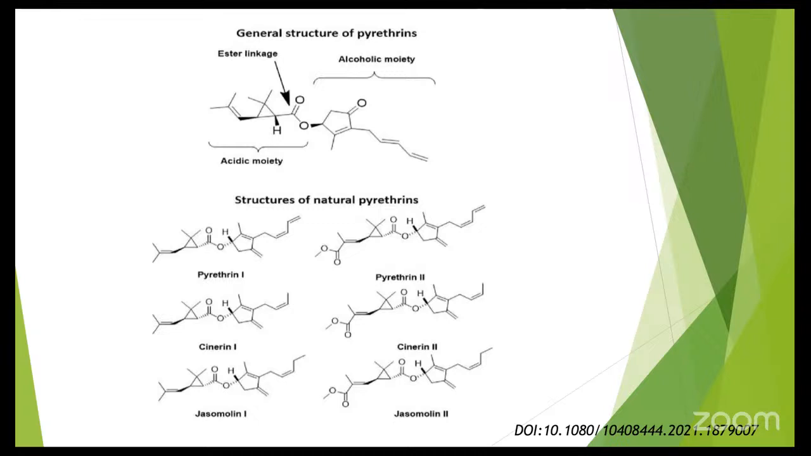Here you see the general structure of pyrethrins, where an ester linkage is present, an alcohol moiety is present, and an acidic moiety is also present. In the nomenclature suggested for pyrethroids, the esters of chrysanthemic acid are designated as ones, and those of pyrethric acid as twos. For example, pyrethrin 1, which you can see here, is an ester of chrysanthemic acid, while jasmolin 2 is an ester of pyrethric acid. Pyrethrins 1 and 2 are more potent insecticides than the cinerins and jasmolins.